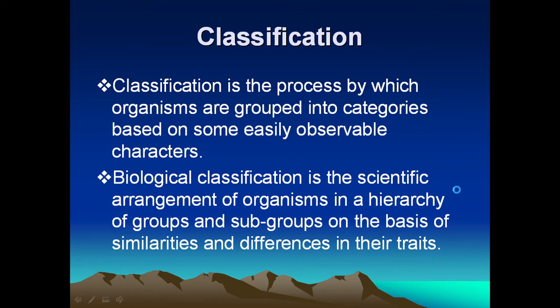Next we have classification. Now what is classification? Classification is the process by which organisms are grouped into categories based on some easily observable characters. Now basically we take into account the similarities and differences in their traits.